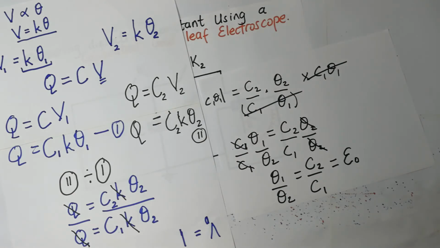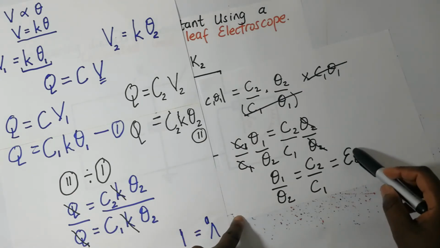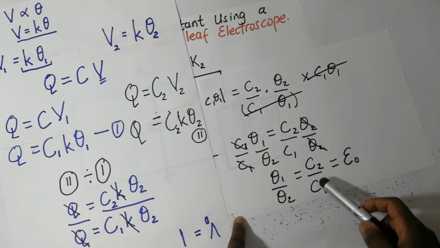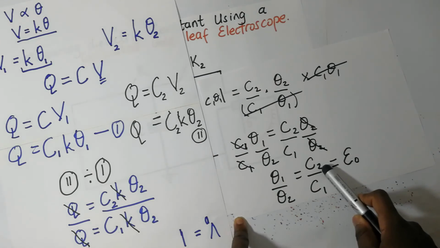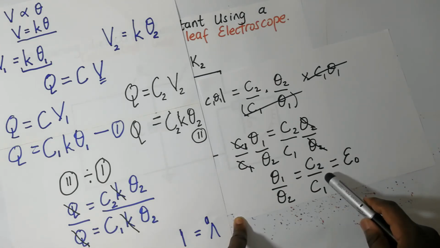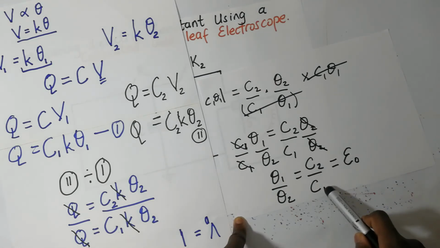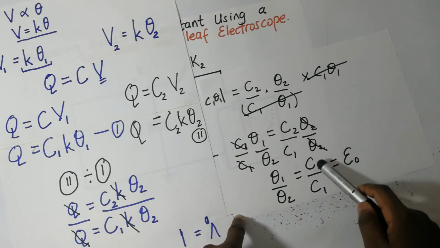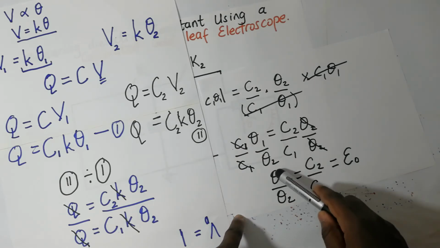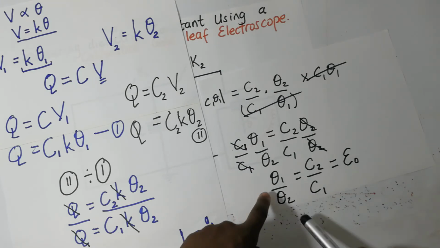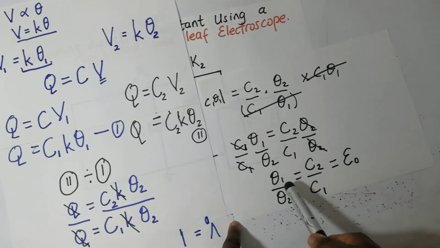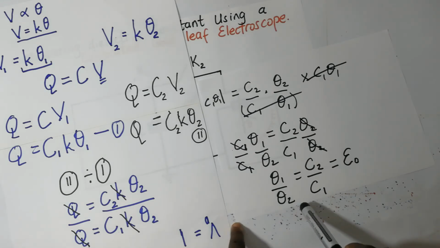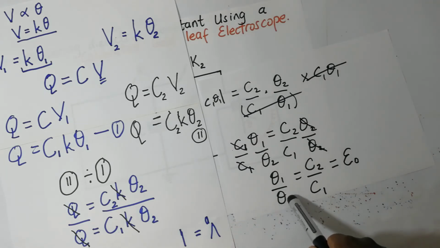And by definition, we know that the dielectric constant is given by the capacitance of the capacitor when there is a dielectric between the plates, to the capacitance of the capacitor when there is no dielectric between the plates. And this ratio is the same as the deflection that you get when there is no dielectric between the plates to the deflection that you get when there is a dielectric between the plates.